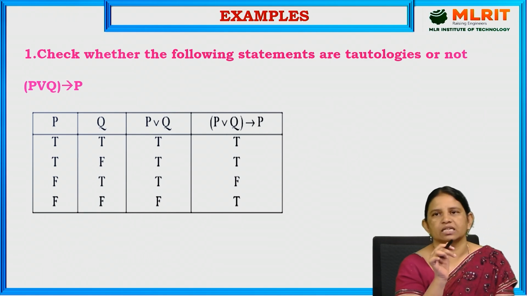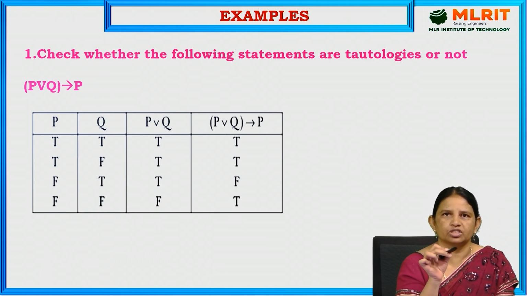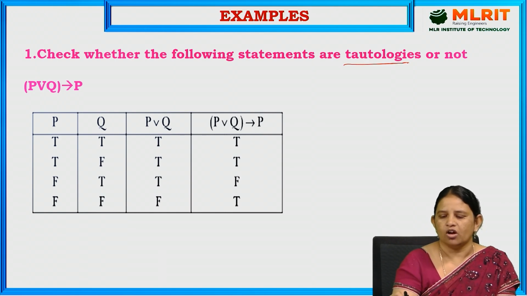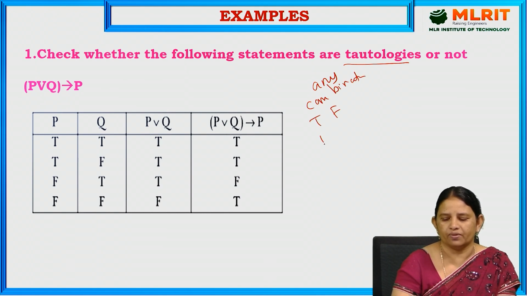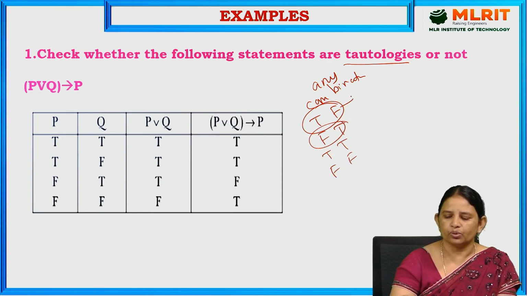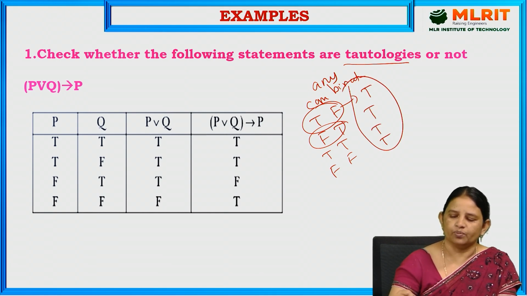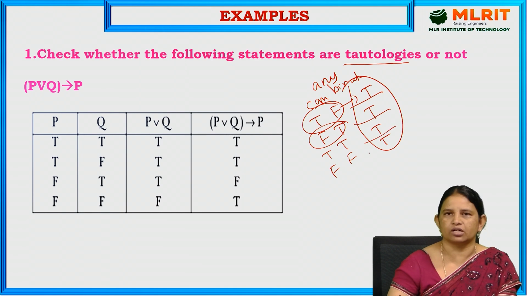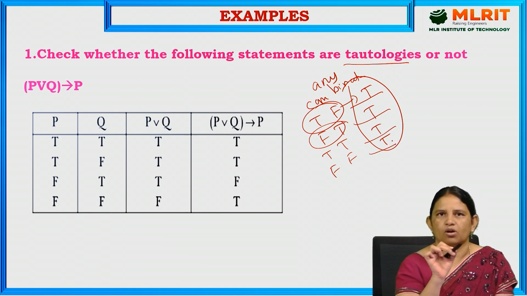Next, let us discuss some examples of whether the proposition is a tautology or not. What is the definition of tautology? For any combination of input, that may be true, false, or false, true, or true, true, or false, false, the truth value is true. The entire table, all rows return the value true. Then it is called a tautology.